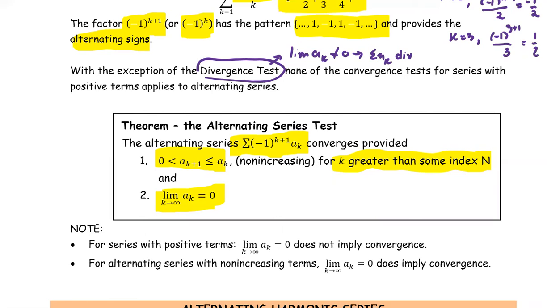If it doesn't satisfy these two conditions, we can use the divergent test to verify whether it diverges or not. Note that for the positive series, the limit of ak as k approaches infinity equals 0 doesn't imply the convergence of the series, but for the alternating series with a non-increasing term, the limit of ak equal to 0 does imply convergence of the series.